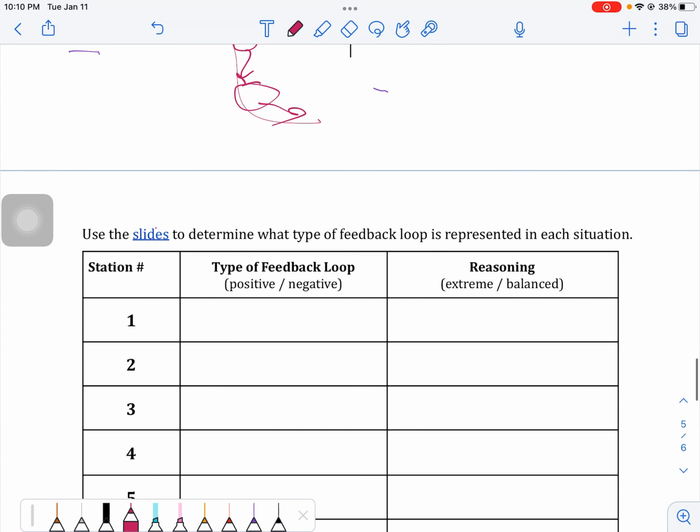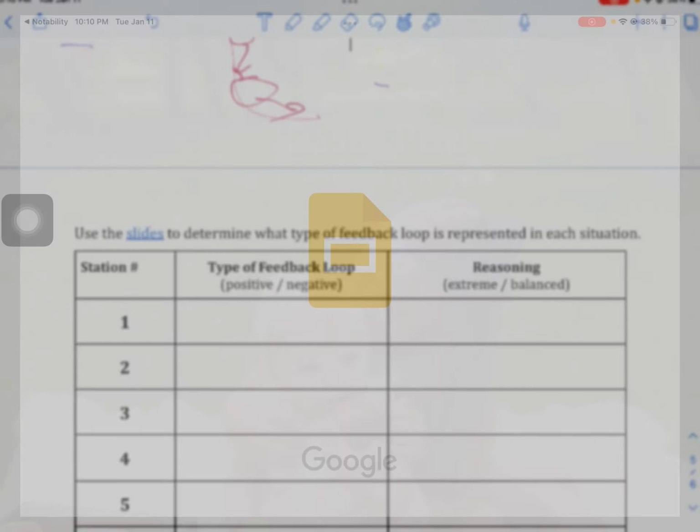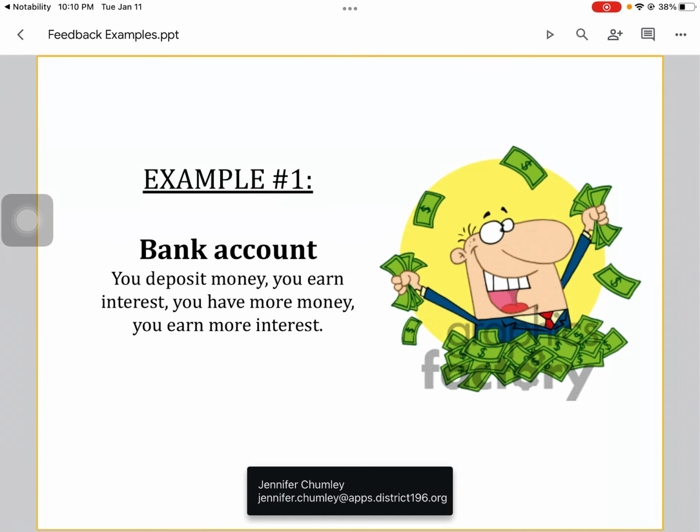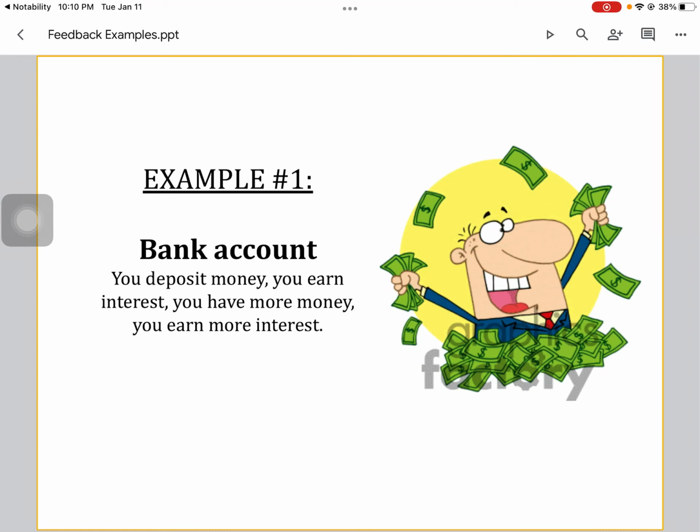So when you're in here on the slides, what you're thinking about in each scenario is what feedback loop is it? Is it going to the extreme or staying balanced? So in the bank account, you're depositing money in the account, let's say $100. You earn interest on that $100. So at the end of the year, you have $110, more money, which means your interest increases.